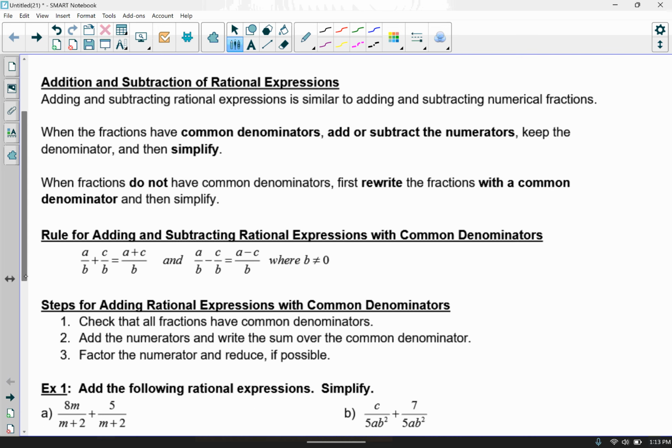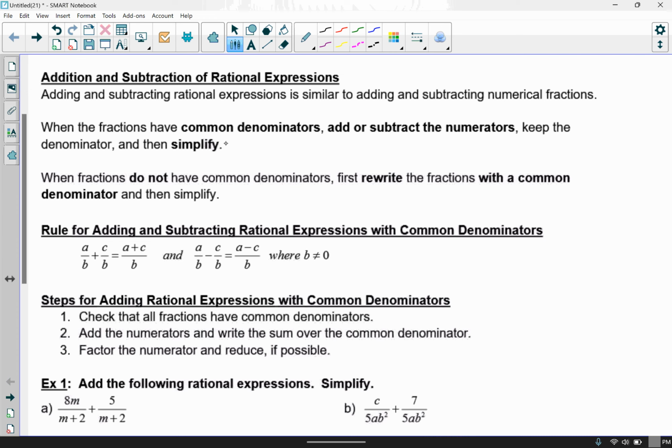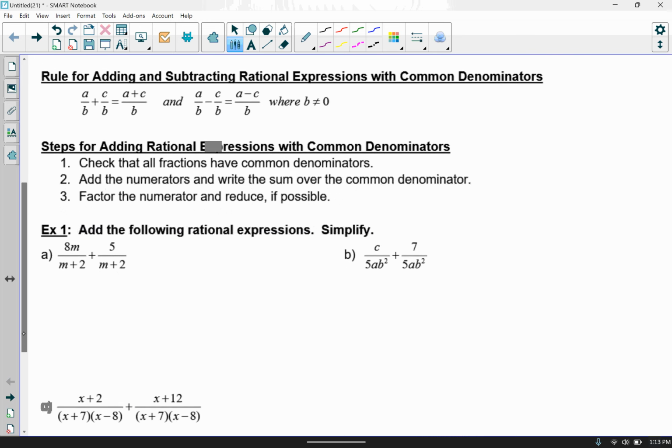I'll just remind you that whenever you are adding or subtracting fractions, you have to have a common denominator, and then you add or subtract that numerator, keep the denominator, and then simplify. When your fraction doesn't have a common denominator, you've got to rewrite your fractions, build an equivalent fraction with a common denominator, and then you simplify. So that's what we're going to be looking at here in this set of notes, essentially.